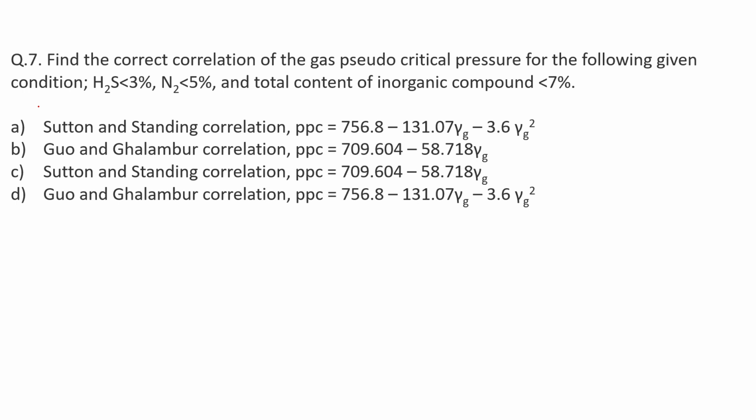So the next question is: find the correct correlation of the gas pseudo-critical pressure for the following given conditions, that H2S is less than 3%, N2 less than 5%, and total content of inorganic compound is less than 7%. So options are A, Sutton and Standing correlation, B, Gou and Galambur correlation, and C and D are the same, but the equation for the critical pressure is different for all of them. So, for this, we need to remember all the assumptions that Sir taught us when we studied the critical properties of natural gas.